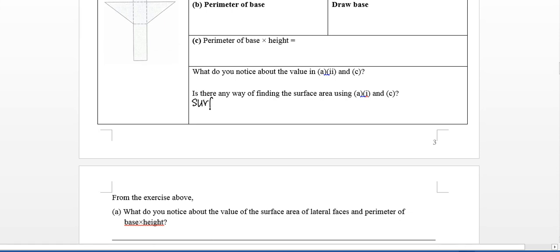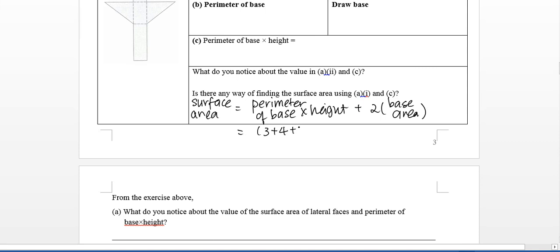What is the surface area of this prism? It is equals to the perimeter of the base times height plus 2 times of the base area. So 3 plus 4 plus 5, then times 2, so plus 2 times the area of this triangle, which is half times base times height.